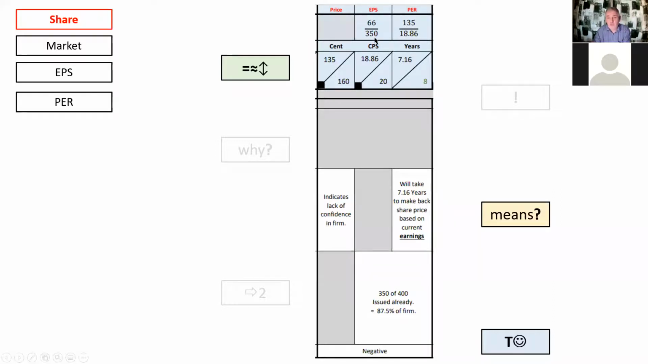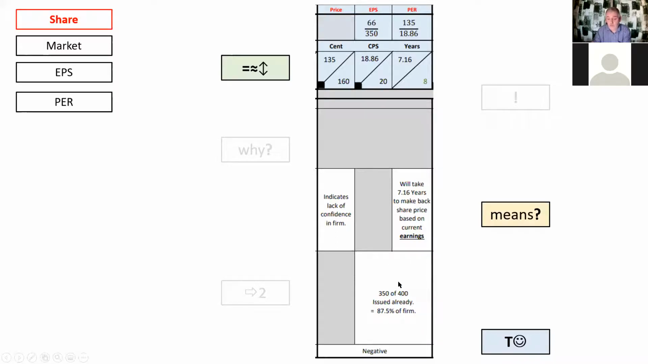The earnings per share in cents per share has gone from 20 down to 18.6. It has gotten worse. And the price earnings ratio has gone from 8 years to 7.16 years. Now, I must admit, after 30 years, I still don't really know what to say with this. Fortunately, there's not much to say. What you have to say is a simple statement of fact. It will take 7.16 years to make back the current market share price based on current earnings. It's a learn-off sentence. Okay?